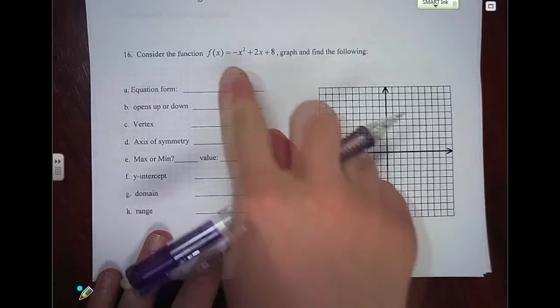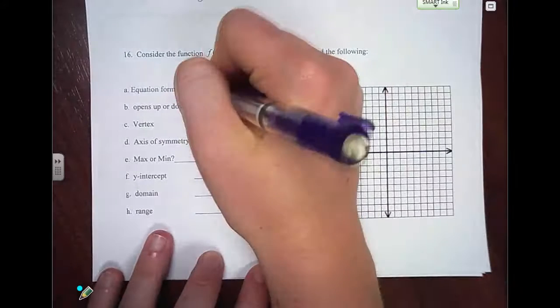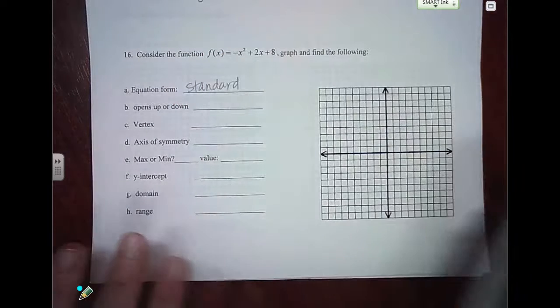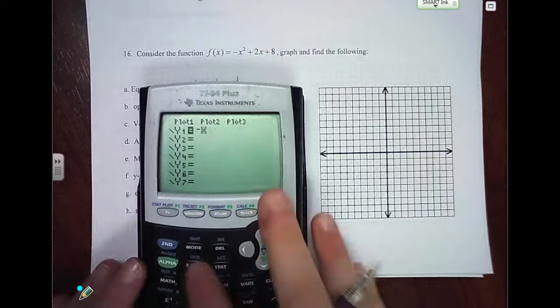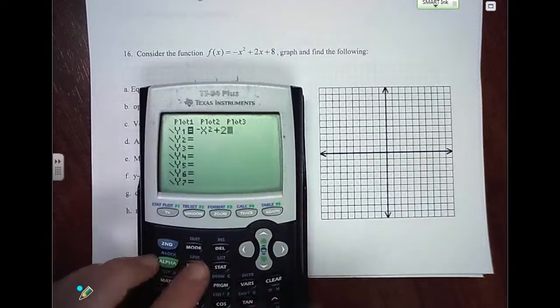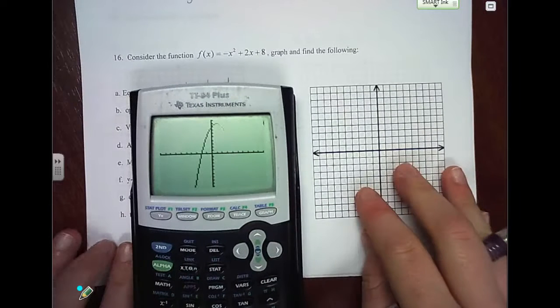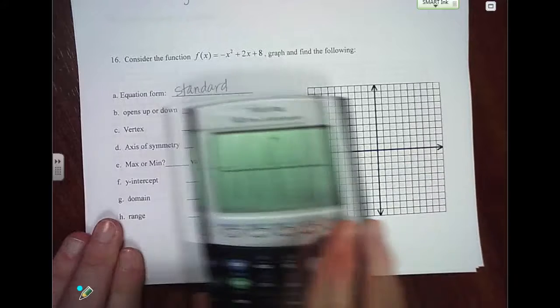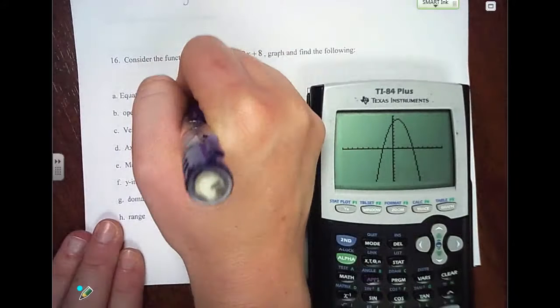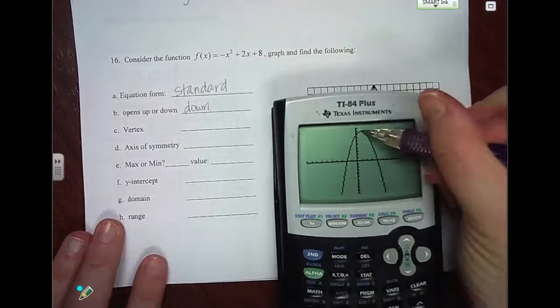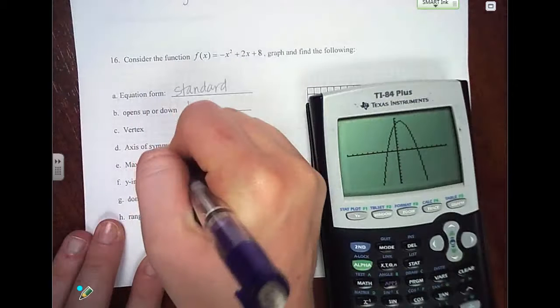Okay, so let's do number 16. So this one is written in standard form. And let's go ahead and graph that. So negative x squared plus 2x plus 8. Okay, so there's our graph. It opens down. So since it's opening down, I have my vertex here, and it's the highest point on the graph, so it's going to be a maximum.